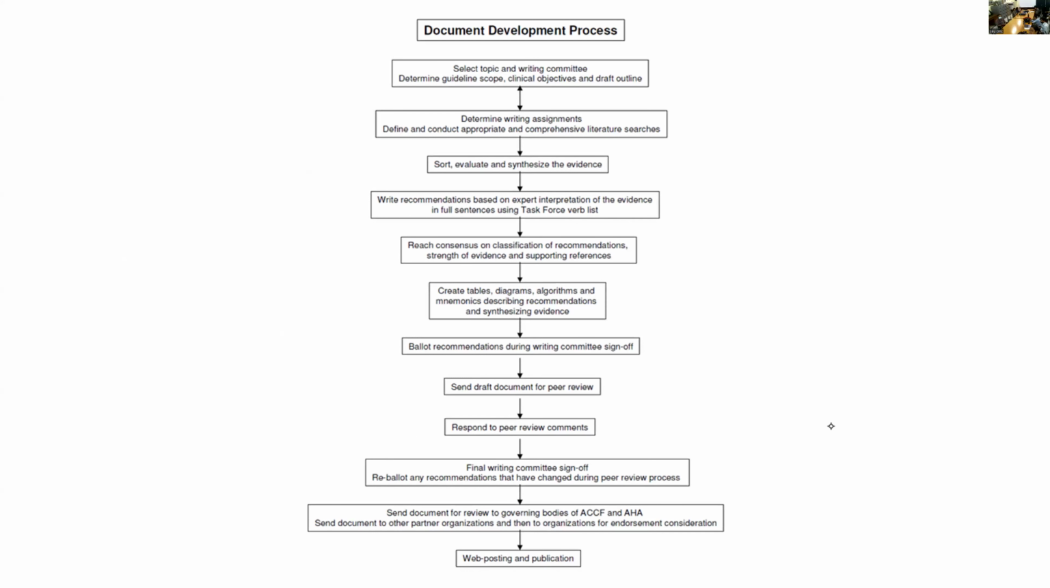So this is from that paper, which looks at the document development process: select topic and writing committee, determine guideline scope and clinical objectives, determine writing assignments, sort, evaluate, and synthesize evidence, write the recommendations based on the interpretation, reach consensus. They would have probably used the Delphi technique here. Then create tables, diagrams, algorithms, validate recommendations during the writing, send the draft document for peer review, respond to the peer review committee comments, final writing, and then publishing.